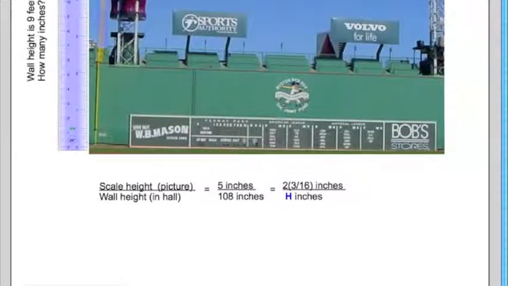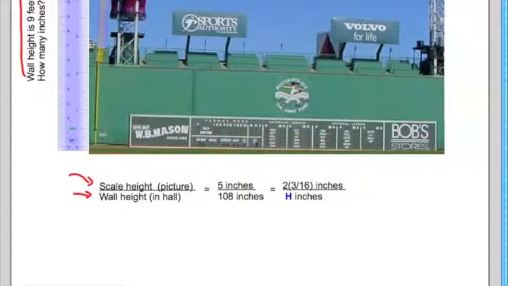Okay, so today we're going to be doing scale proportions and looking at the green monster that's in front of you. What you are going to be doing is calculating the scale height and the actual wall height in the hall. So, first of all, you have to know what is the actual height. The actual height out in the hall is 9 feet.